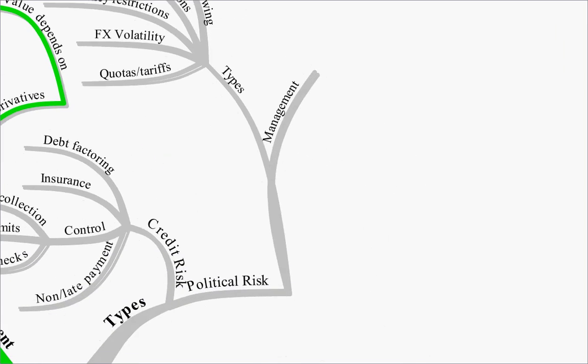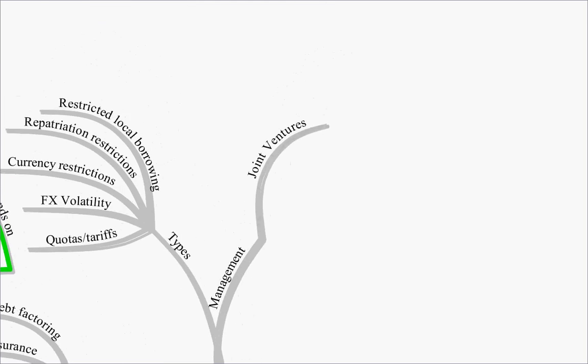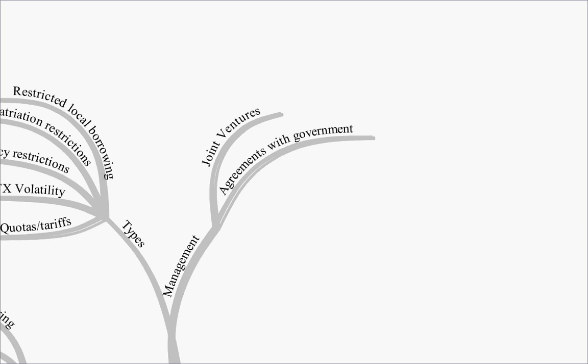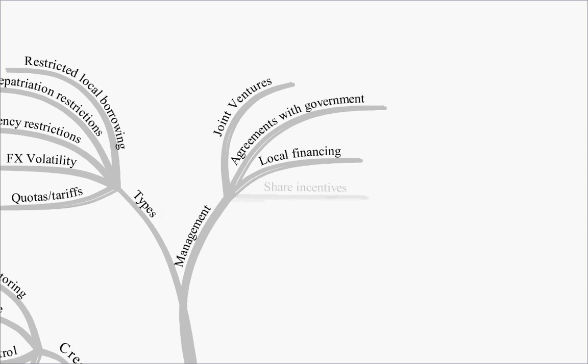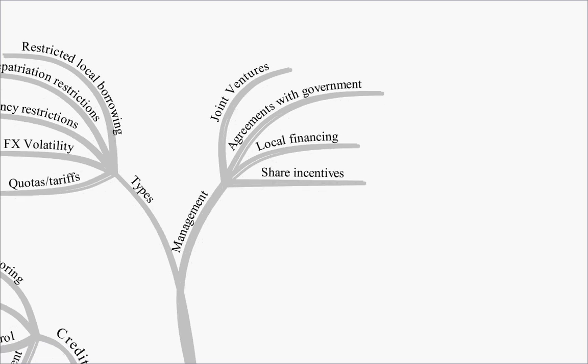Managing these types of risk, you could go into a joint venture with a local business or with the local government. Again, agreement with the local government. You could attract local financing from local banks, which gives them an incentive not to impose any of these risks upon you because it's in their interest to get their money back. Or you could give share incentives to local managers, i.e. after 5 years, given certain presumptions, they will get a share in the business.